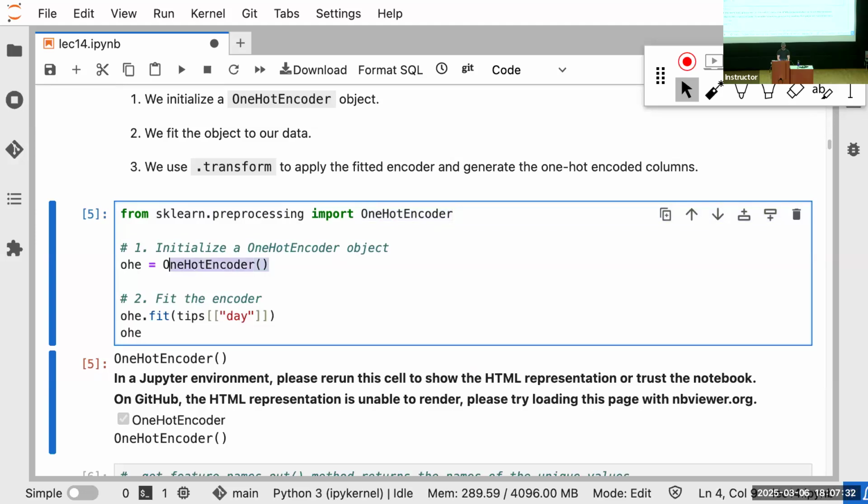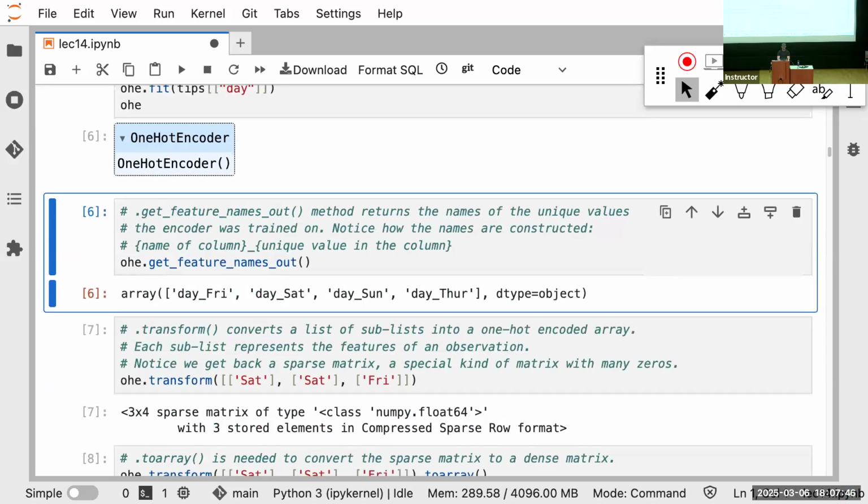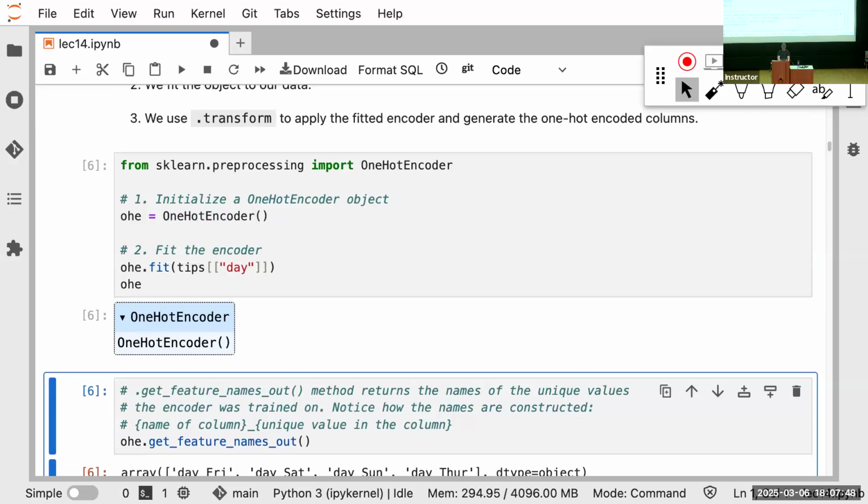We are going to initialize a OneHotEncoder object. I'm calling it OHE, for one hot encoder. And I'm going to fit that OneHotEncoder object to the day column of the tips data frame. Okay, so just like before, I get something that looks like this in JupyterLab. In the background, it has been fitted.